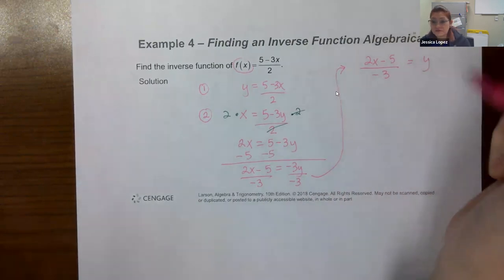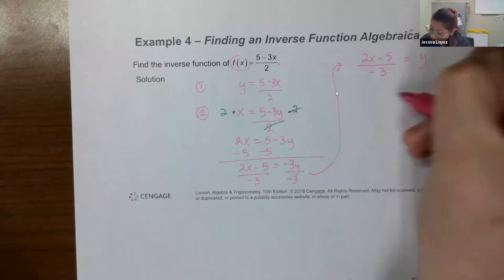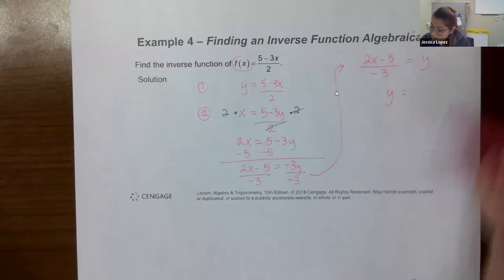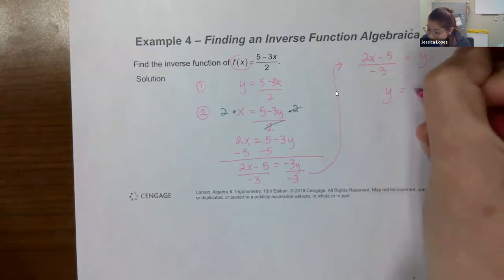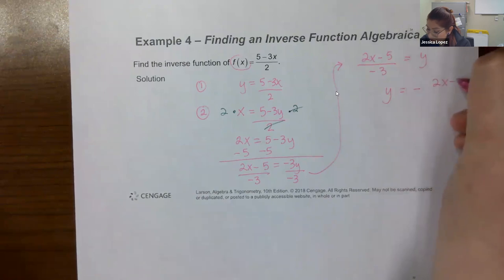Now, two things I'm going to fix in this step. One is I'm going to swap these. I'm going to put the y on this side. The other is we don't like the negative downstairs, so we're going to put it in the front.